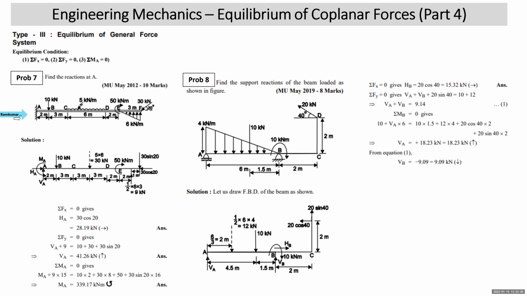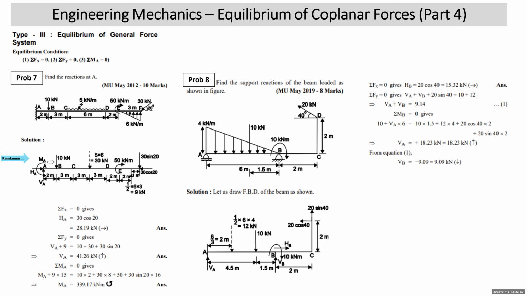So this beam is fixed at A, where fixed support will exert 3 reactions and it is free at the other end. There is no other support. So we need to draw the free body diagram of this. You can see that this is fixed support at A. 3 reactions will be exerted, HA, VA, and MA. Direction of these 3 reactions are arbitrarily assumed.